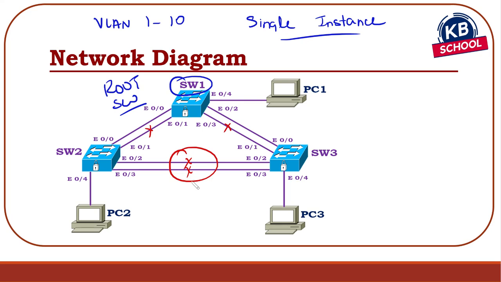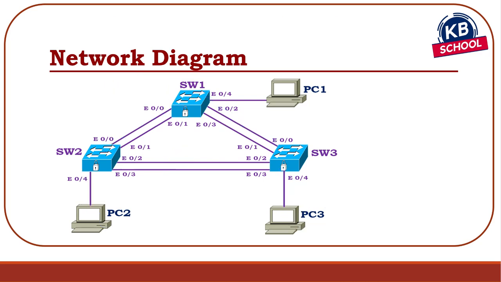So if this PC wanted to communicate to this PC, the data flow, the frame flow would be this guy over here, here, and here. It would not take the direct path. And this direct path is completely lost to avoid loops. That is CSTP.